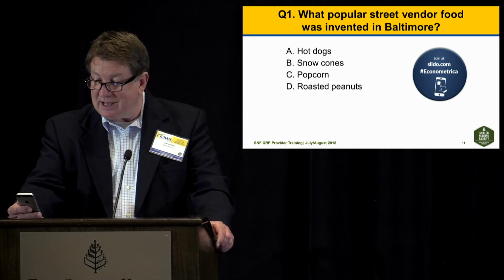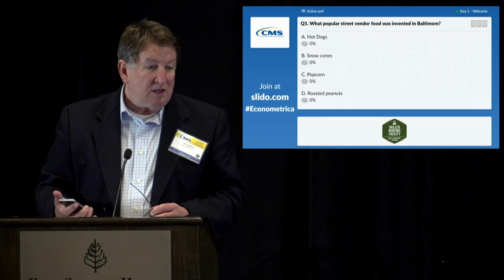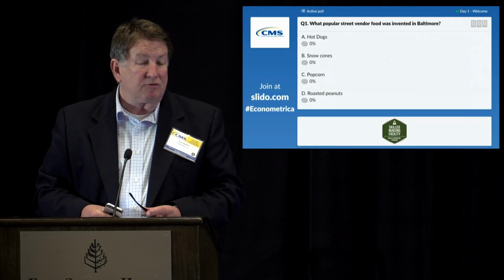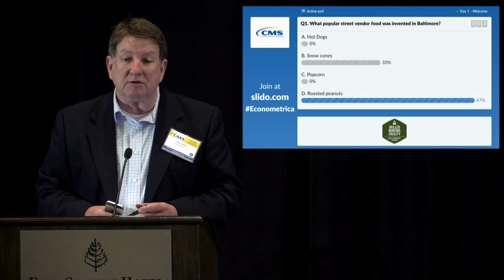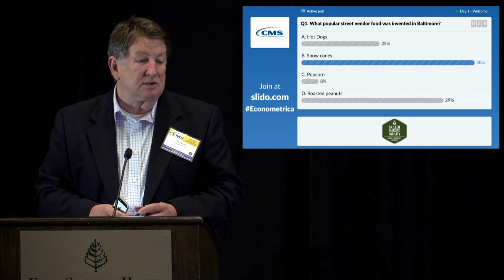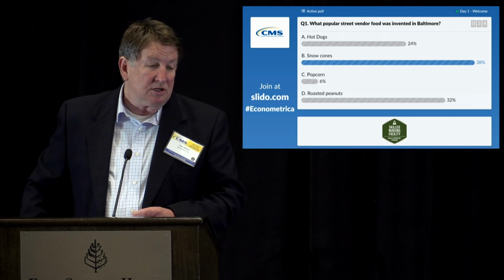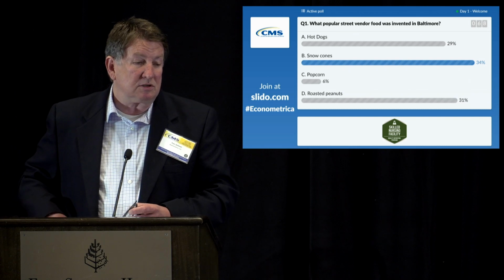Polls. And I'm not seeing it on mine, so I'm just going to look down here at the screen. The first question's up here, and you can see it on the screen, and you should be able to see it on your phone. What popular street vendor food was invented in Baltimore? A, hot dogs, B, snow cones, C, popcorn, or D, roasted peanuts?